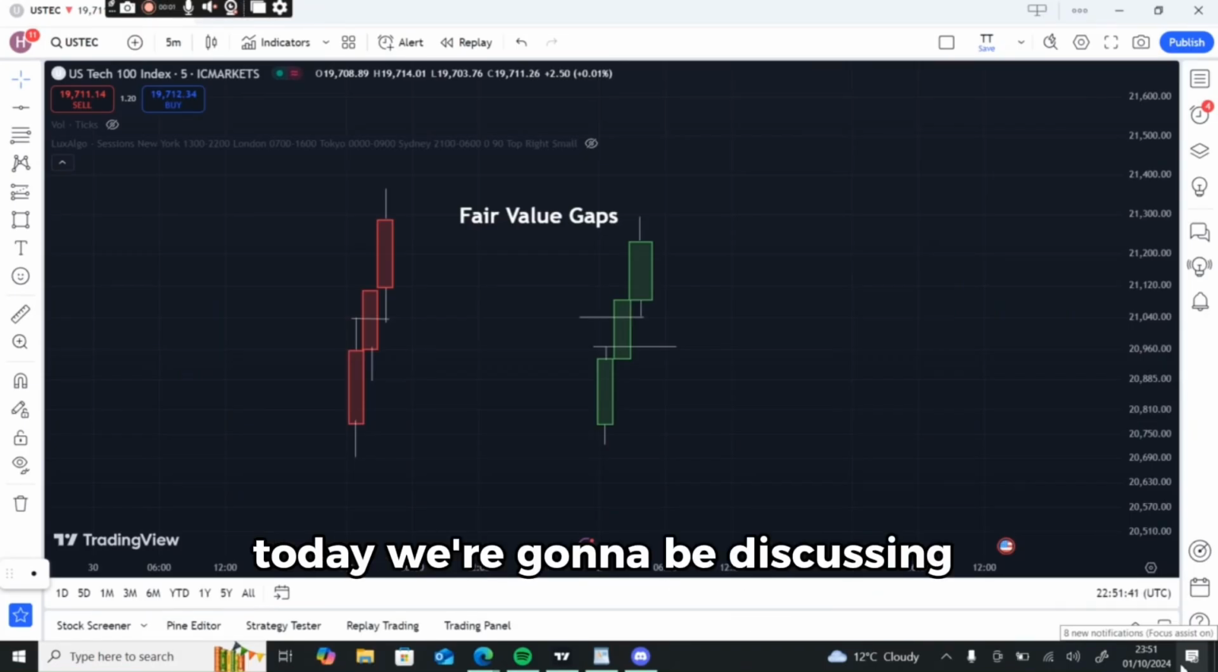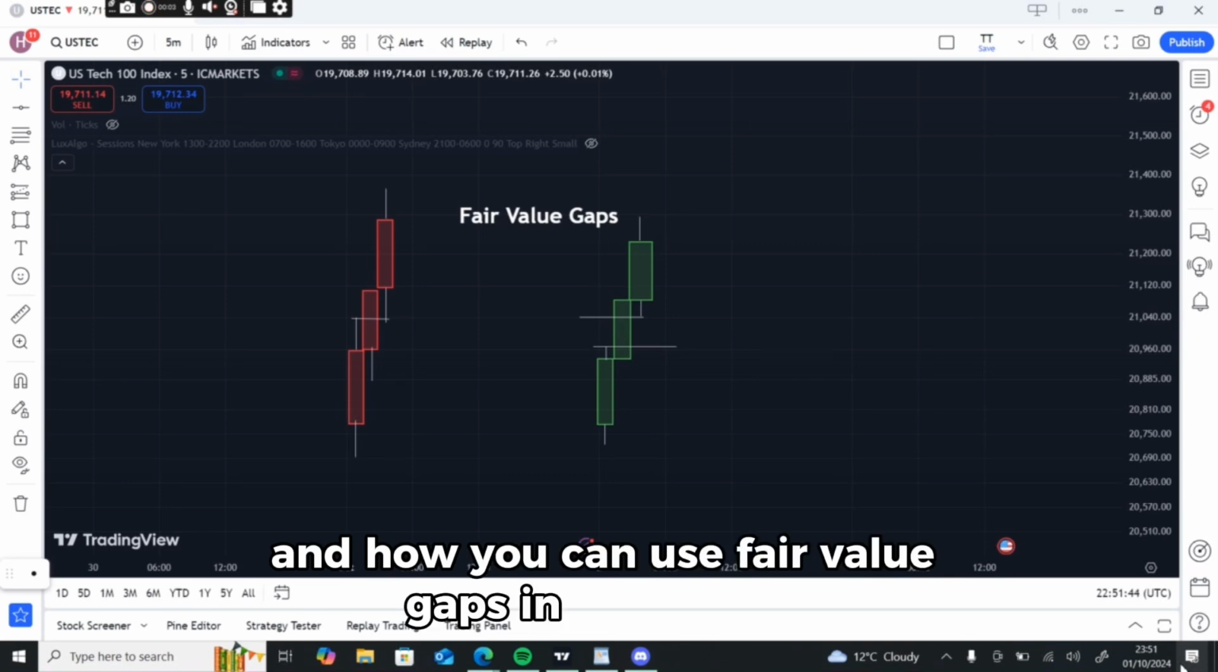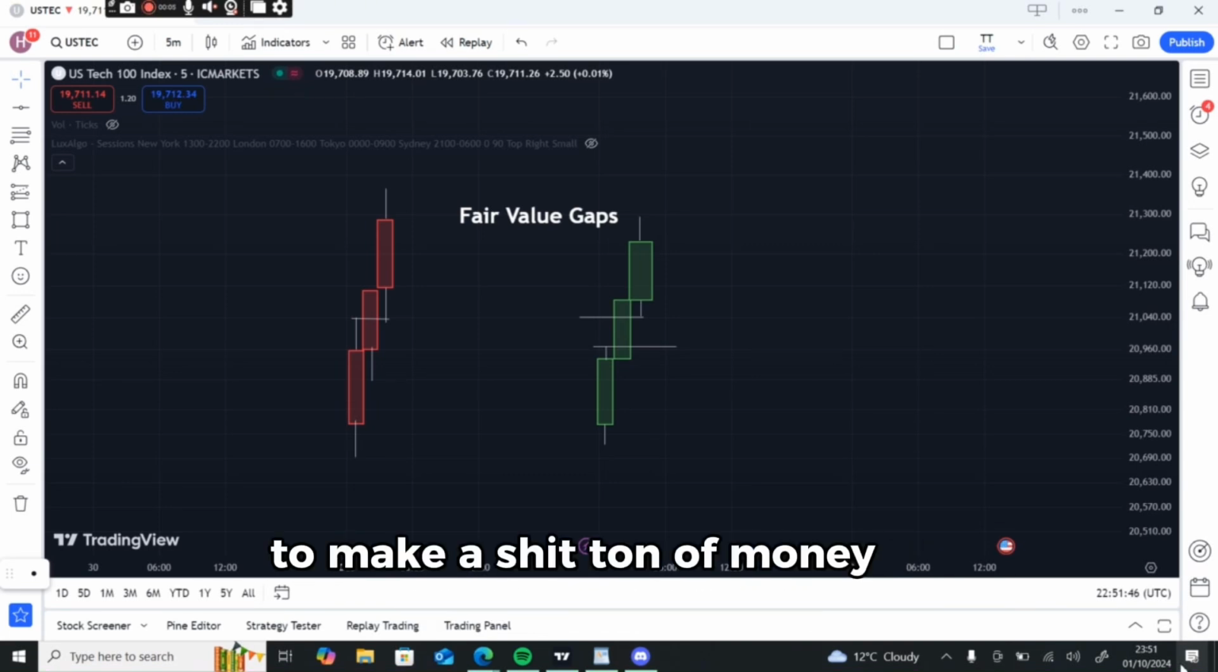Today we're going to be discussing fair value gaps and how you can use fair value gaps in the market to make a lot of money. So let's get into it.